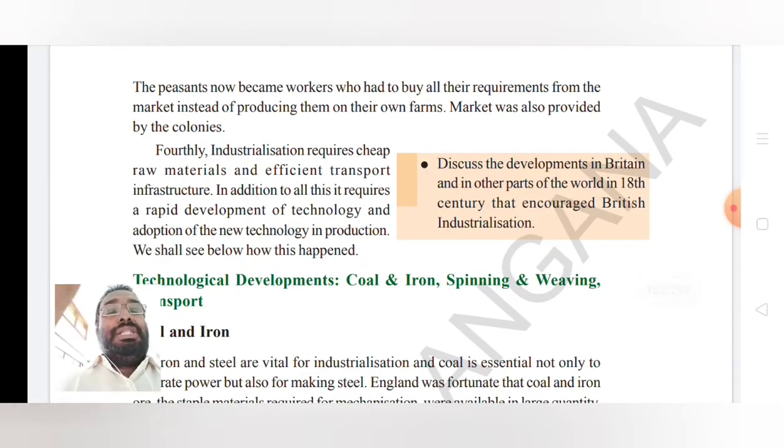And the fourth requirement is that industrialization requires cheap raw materials and efficient transport infrastructure. In addition to all this, it requires a rapid development of technology and adoption of the new technology in production. We shall see that in the next class.